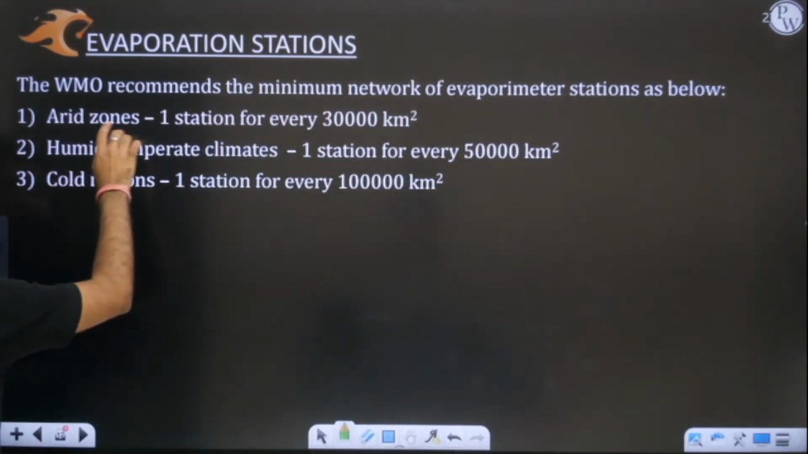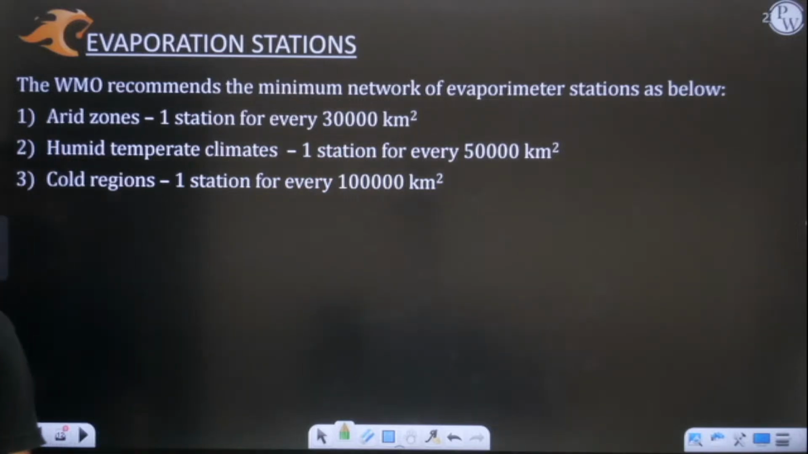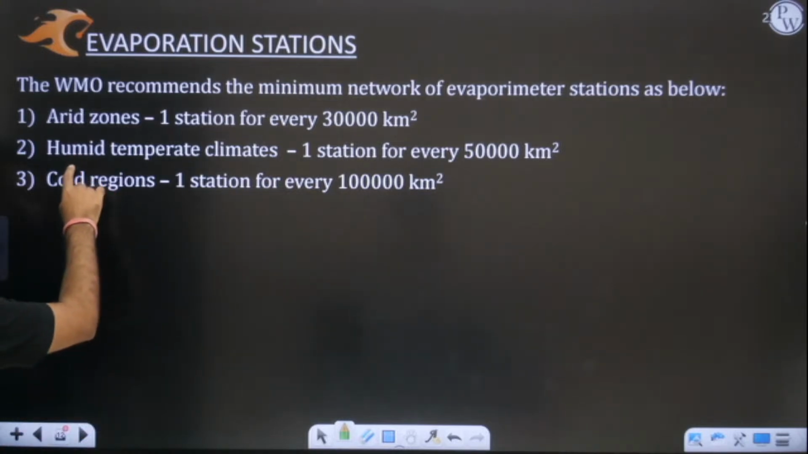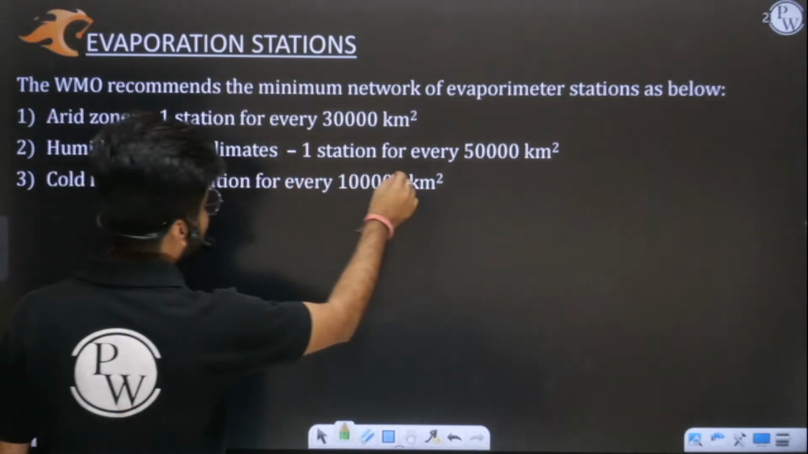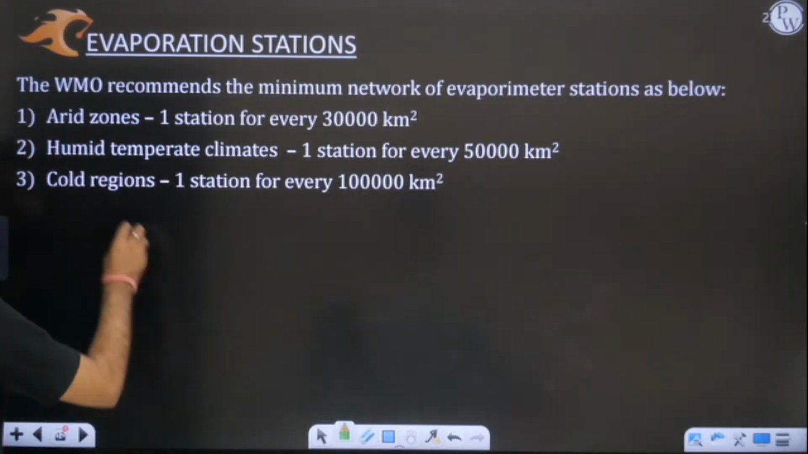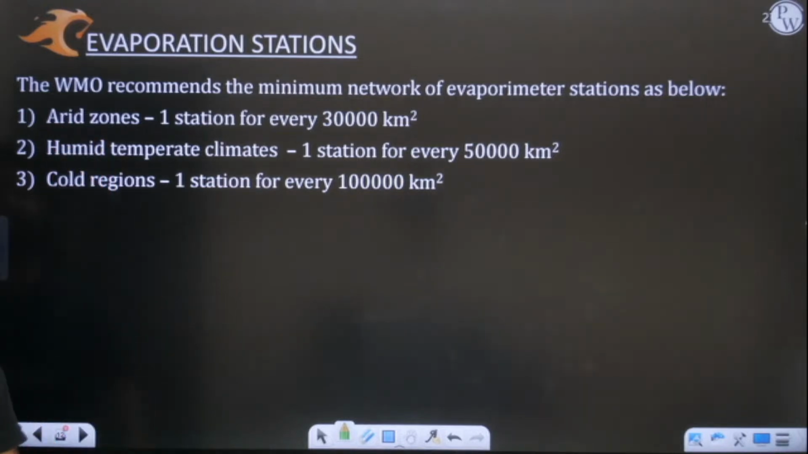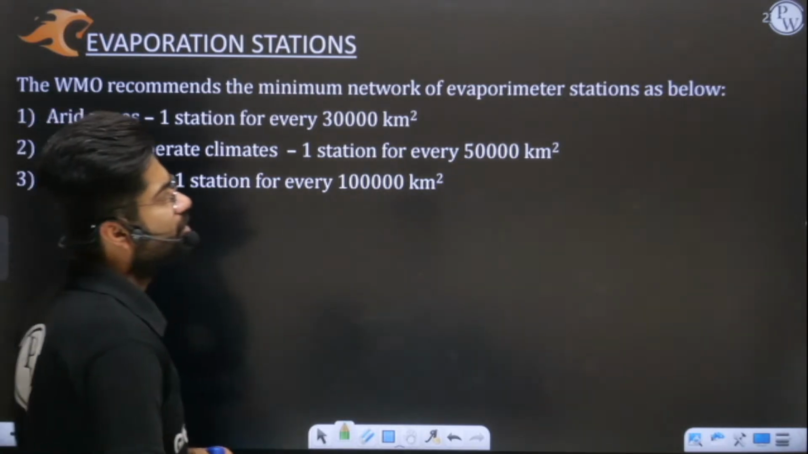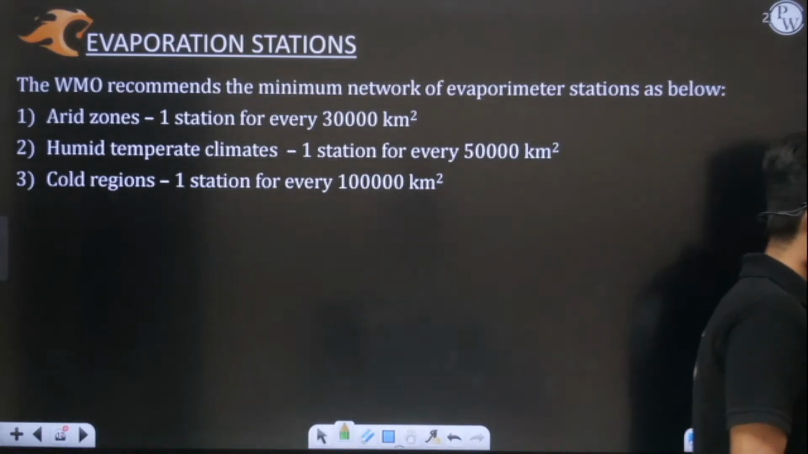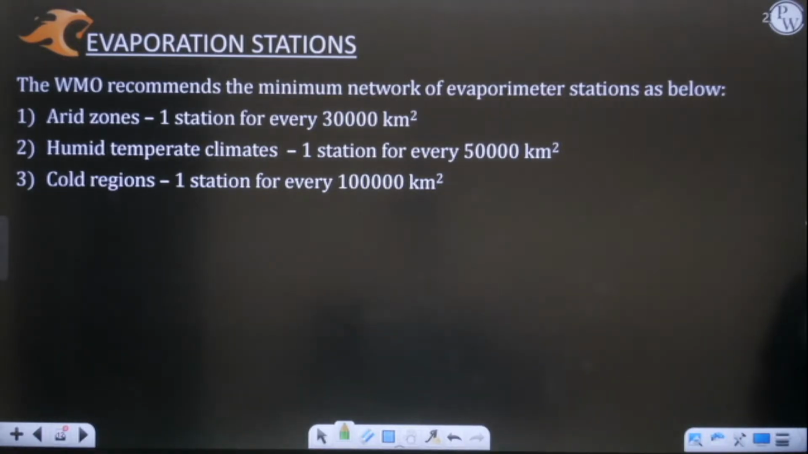So in arid zones we should have one station for every 30,000 kilometer square. For humid temperate climates, one station in every 50,000 kilometer square, and in cold regions one station for every 1 lakh kilometer square. This is the basic recommendation, and you should remember it. Not so important, but it can be asked in your ESE engineering services preliminary examination.